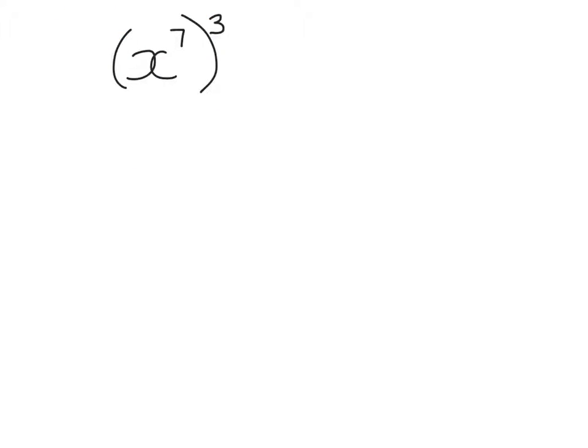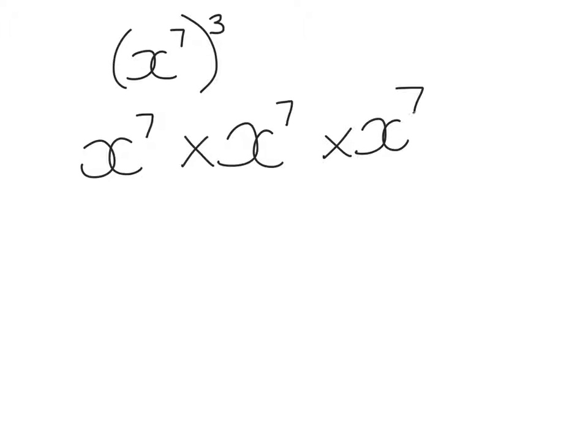What if you were asked to simplify something that looks like this? What does this even mean? What this means is that everything in the bracket is raised to the third power, as in it's cubed. So what that means is it's x to the power of 7 multiplied by x to the power of 7 multiplied by x to the power of 7. So it is x to the power of 7 cubed.